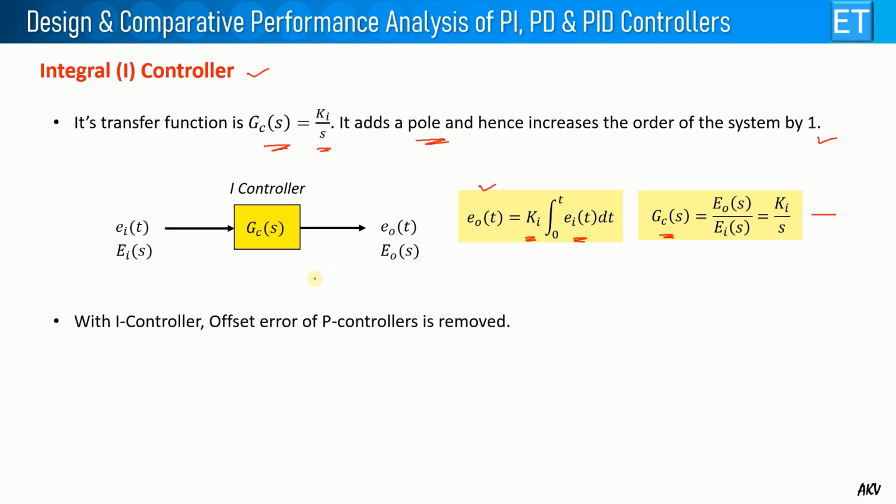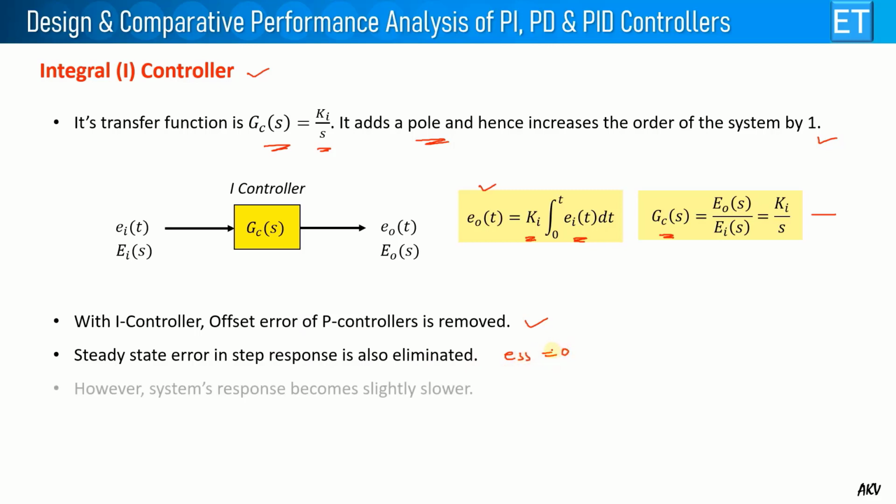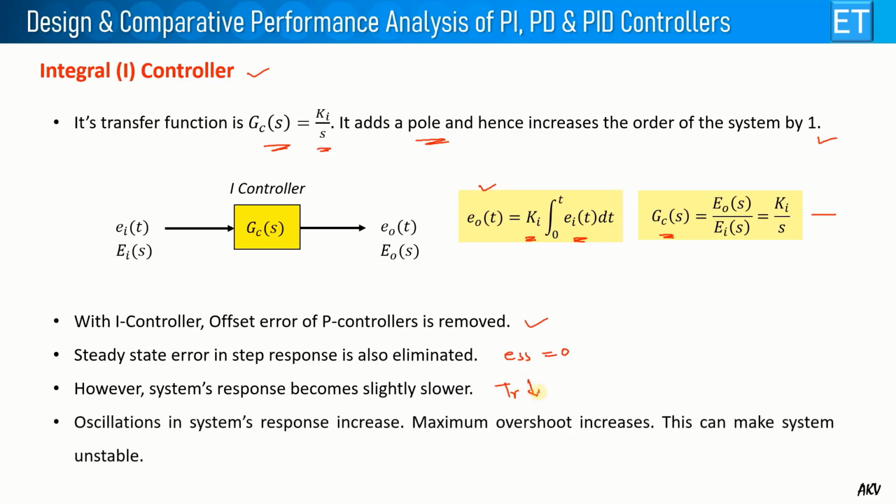With the I controller, the offset error given by the P controller can be removed completely, and the steady state error in the step response is also eliminated. So the I controllers are very good to make the ESS 0. However, the system response becomes slightly slower. That means the rise time becomes longer, and the oscillations in the system response also increase, and the maximum overshoot also increases. So that can make the system unstable.